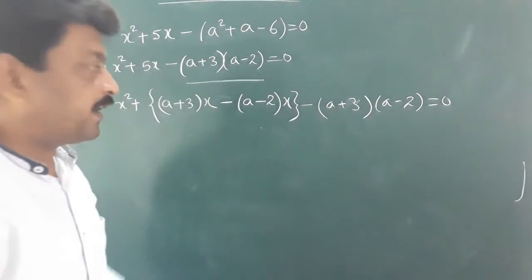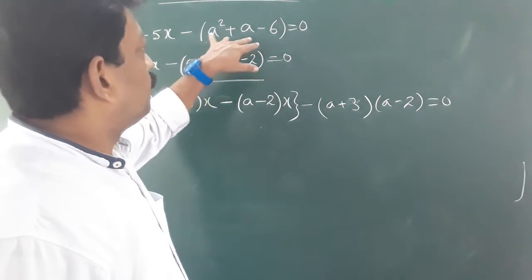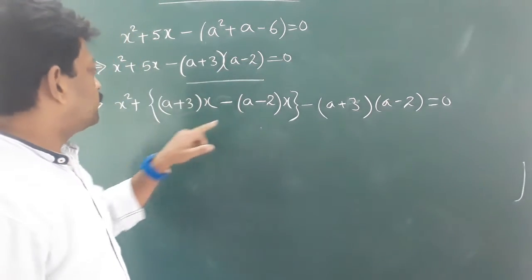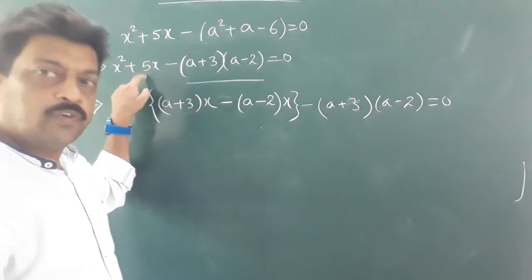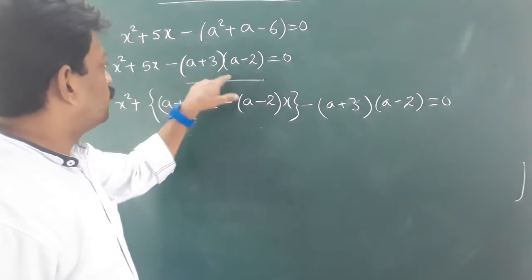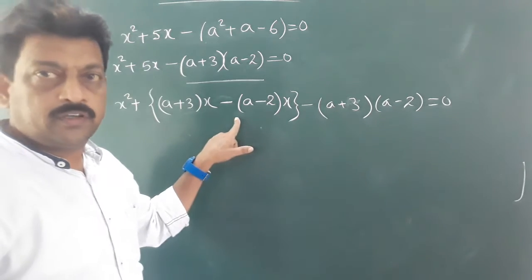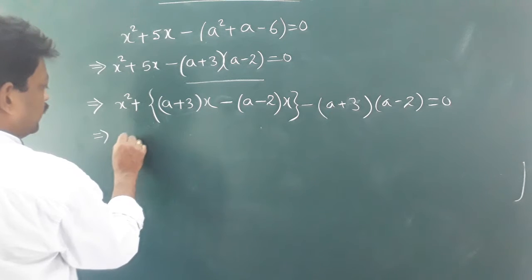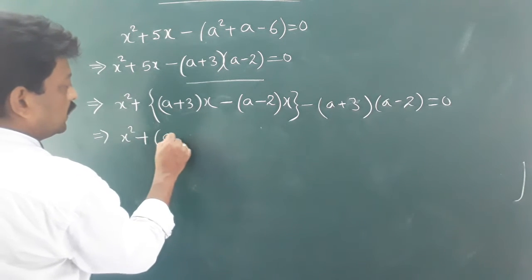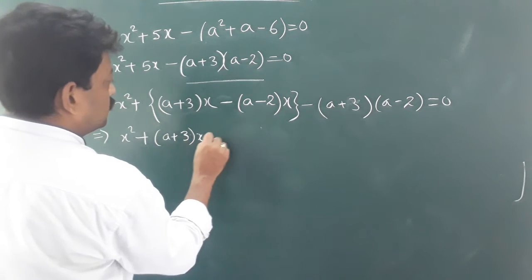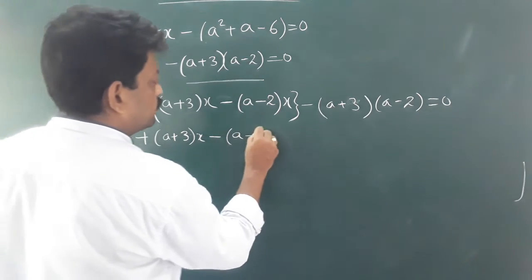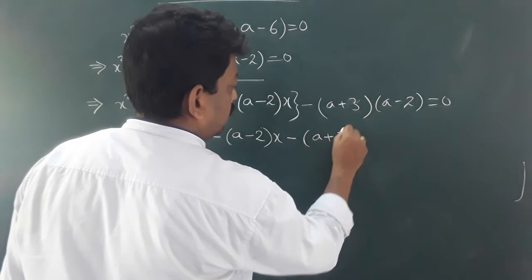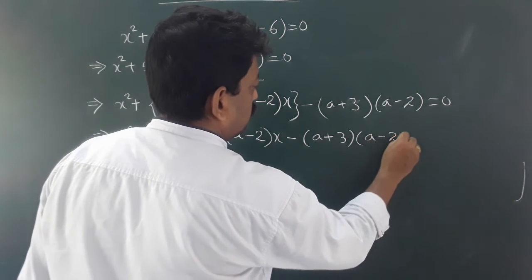So with the help of the factors obtained by factorizing the constant, these two factors will help us to split the middle term. Okay, with the help of these two factors we have to split the middle term. So what I have done here. Now let me remove the second bracket. So x square plus a plus 3x minus a minus 2x minus a plus 3 a minus 2 equals to 0.